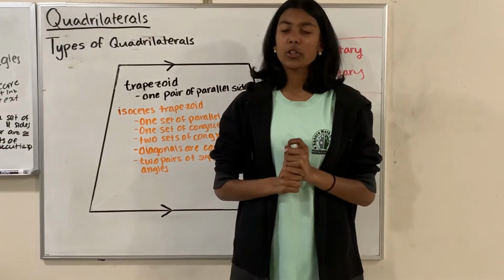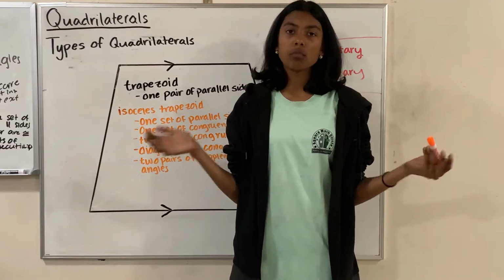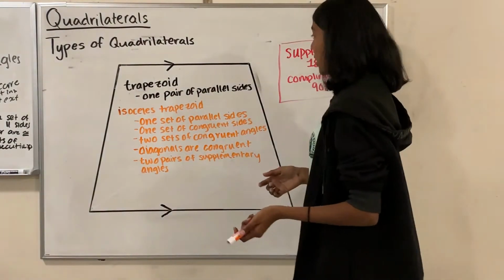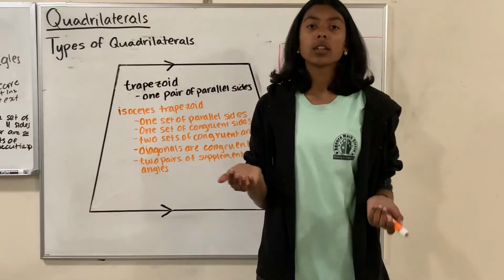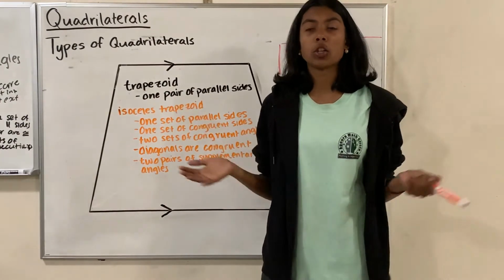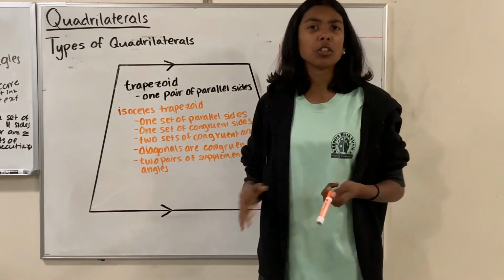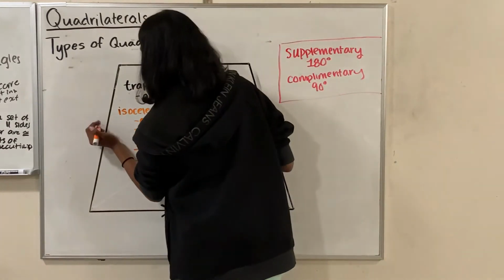Now let's move on to types of quadrilaterals. And let's start with a very simple one, a trapezoid. So a trapezoid looks like that. And a normal trapezoid just has one pair of parallel sides. That's literally all that's special about it. It's not really special. But let's say I do this.